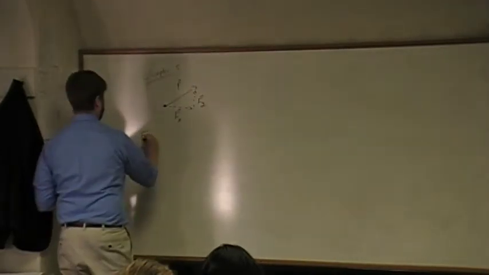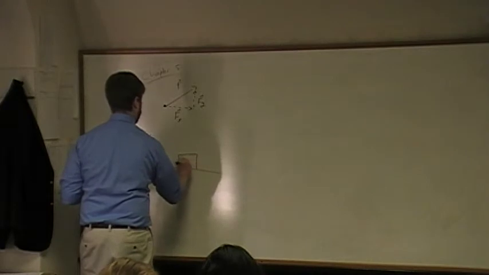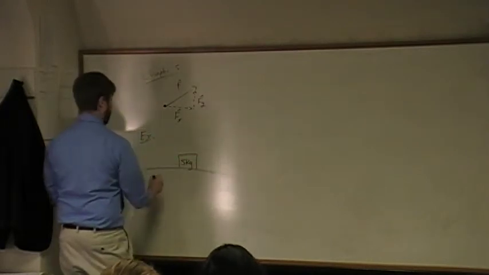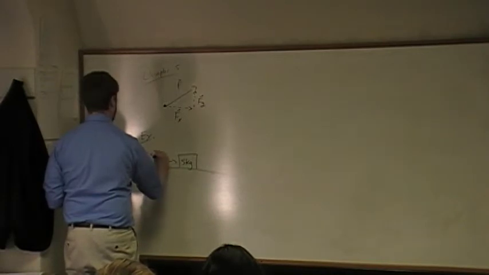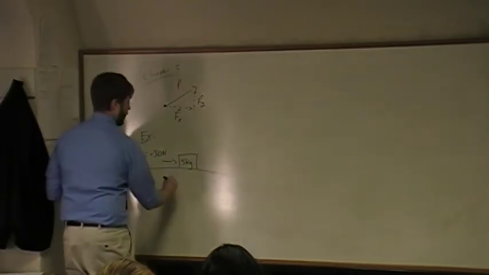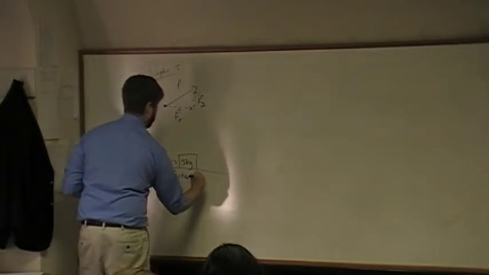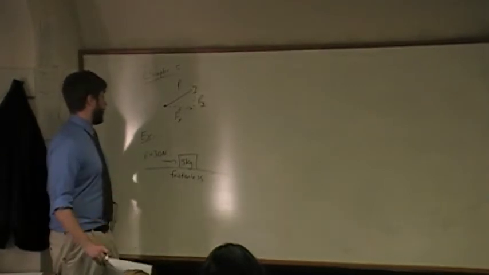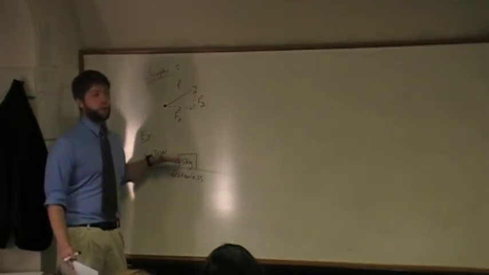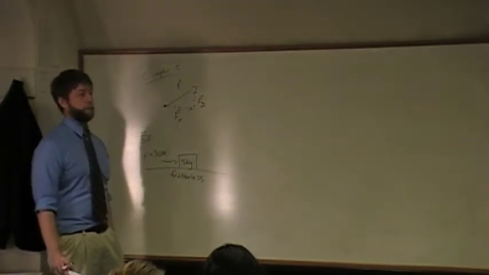Quick example. We have a 5 kilogram mass. We are going to apply a force of 30 newtons. And let's assume that it's on a frictionless table. Friction's going to come in the next chapter. So we're on a frictionless table, applying 30 newtons of force parallel to the surface, and we have a mass of 5 kilograms.